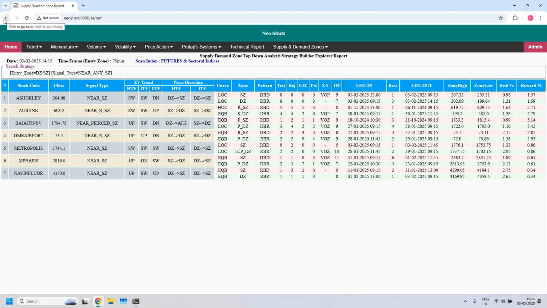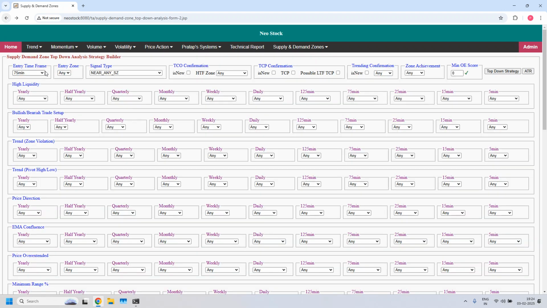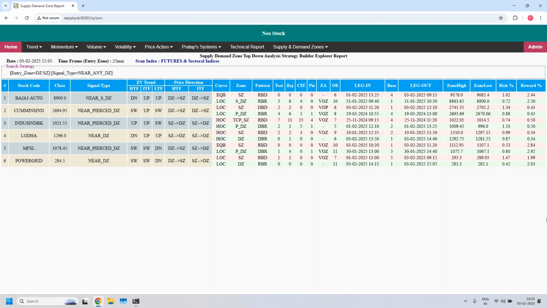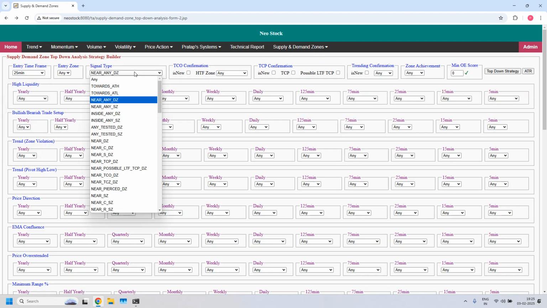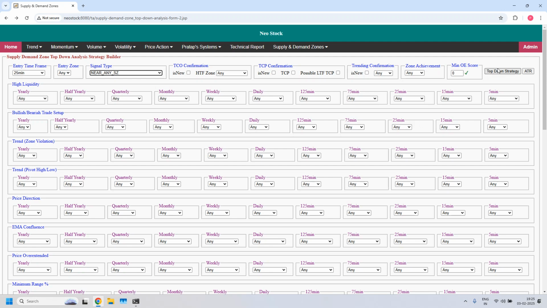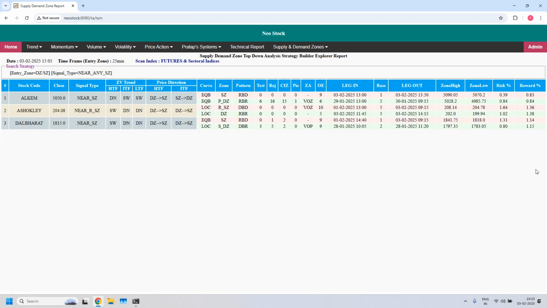Okay. Next time frame is 25 minutes. Stocks near 25 minutes demand zone. We got 6 stocks. Next, stocks near 25 minutes supply zone. We got 3 stocks.